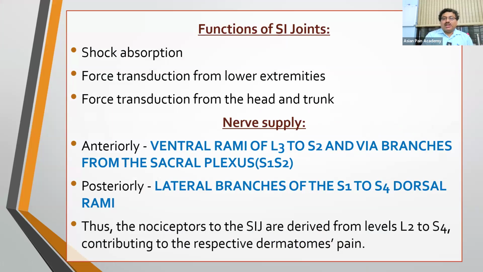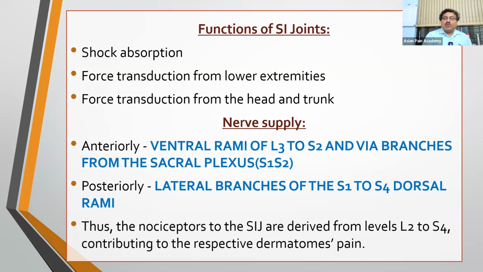Regarding the function, it helps in shock absorption, force transduction from the lower extremities, and force transduction of the upper part. It is supplied by ventral rami as well as dorsal rami. In the ventral rami, from L3 to S4, the nerves come to the sacral plexus and supply the anterior part of the joint, and posteriorly it is supplied by the lateral branches from S1 to S4. Sometimes the L5 dorsal branch also gives a twig to the sacroiliac joint.